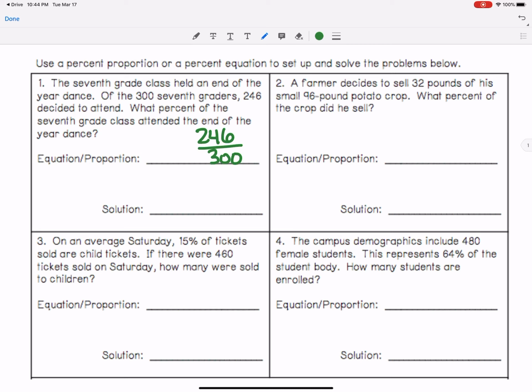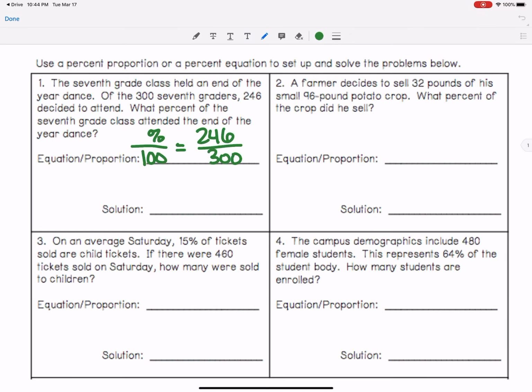So here's how we're going to set up this proportion. We put an equal sign, and we say that's going to be equal to 100 over some other number. So you could put a variable, you could leave it blank, you could put an X or a question mark, and this number will end up being a percentage once we figure out what it is. Okay, now here's how we're going to solve this.